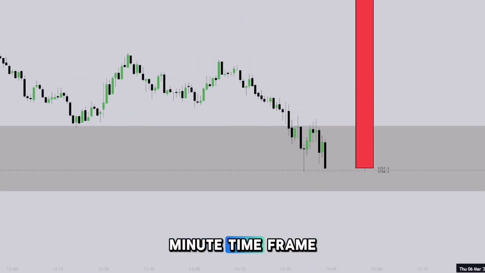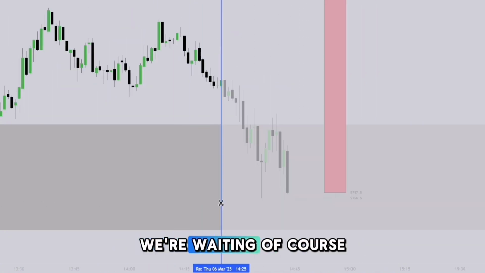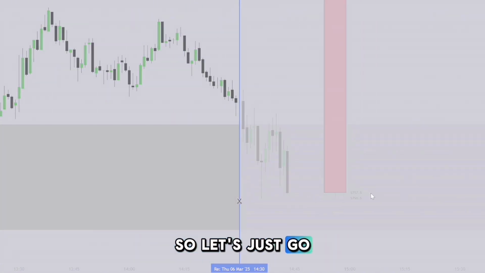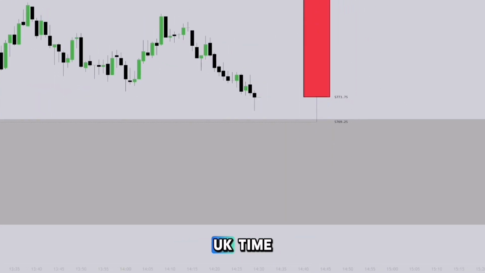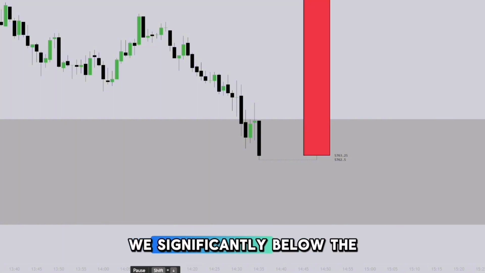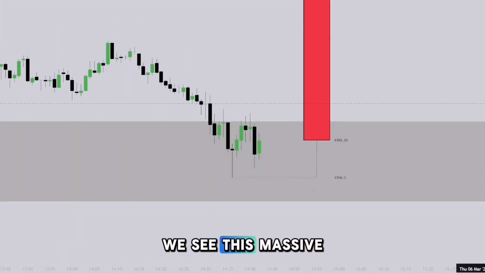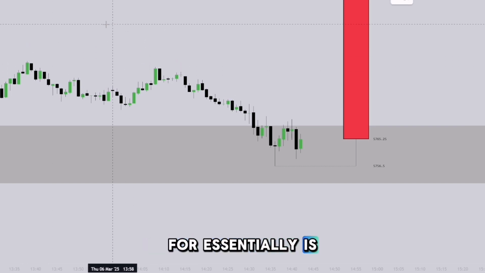Now step two, we head down to the 1 minute time frame. On the 1 minute time frame, we're waiting, of course, for market open. So let's go to market open, which is 9:30 Eastern or 2:30 p.m. UK time. What we're really looking for here, very interesting, is that yes, we're significantly below the daily opening price. We see this massive red candle.